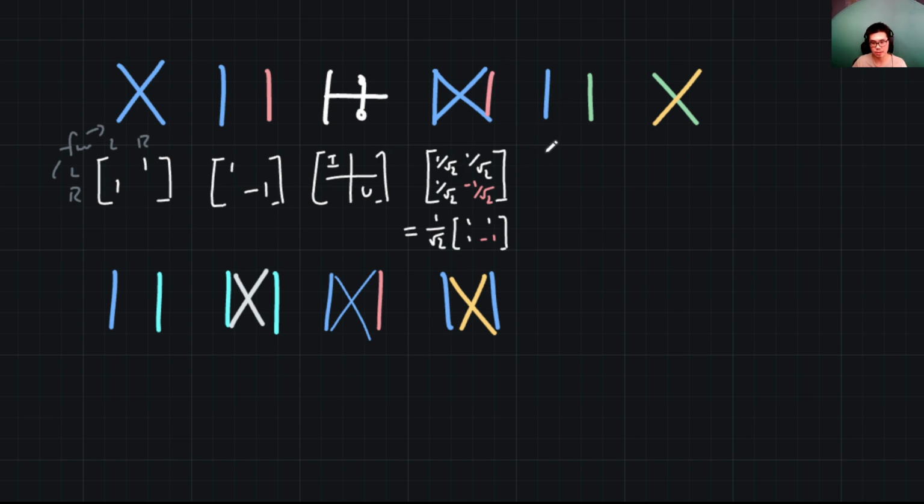The S gate would be 1 on the left half, the sigils stay in place, and on the right half it would advance by a quarter turn, which in polar form will be 1, and then e to the i half pi.